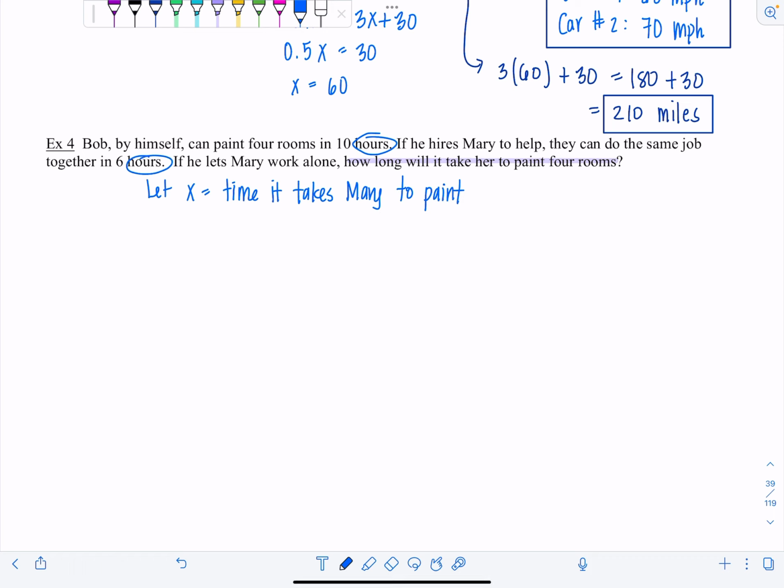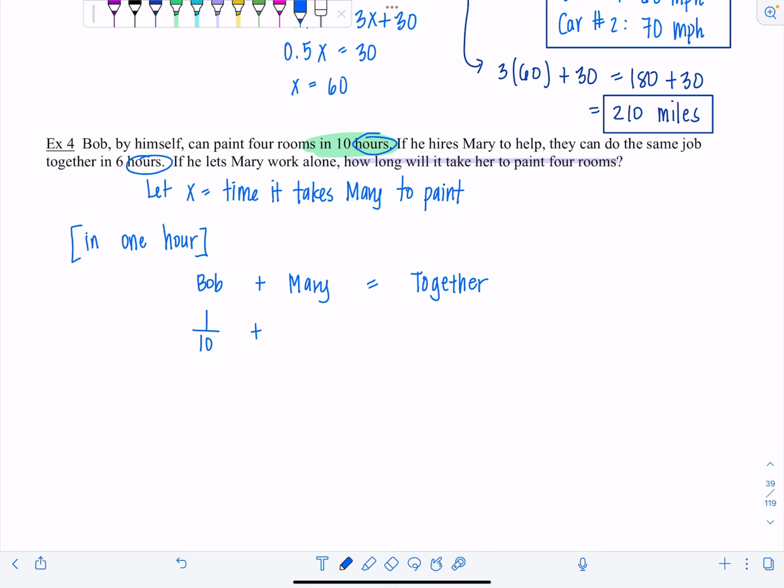Okay. So let's see what's been completed after 1 hour. So Bob has completed some of the job plus Mary, and that's going to equal how much is completed together. Okay, so if it takes Bob 10 hours to do the whole house all by himself, if only 1 hour goes by, what fraction has he completed? 1/10, right? Just 1 over the total time.